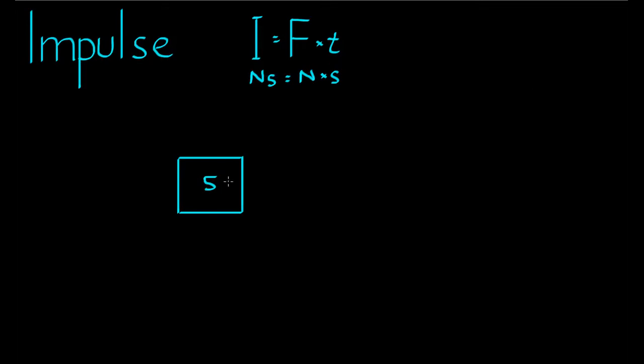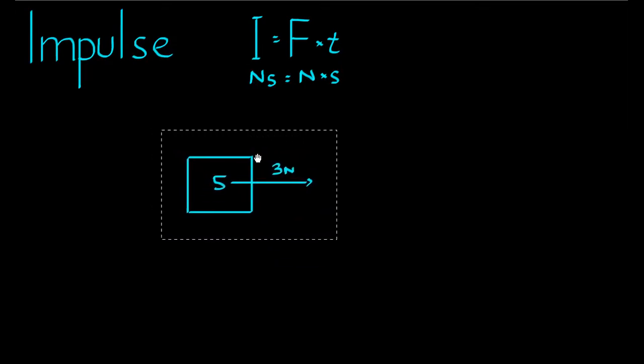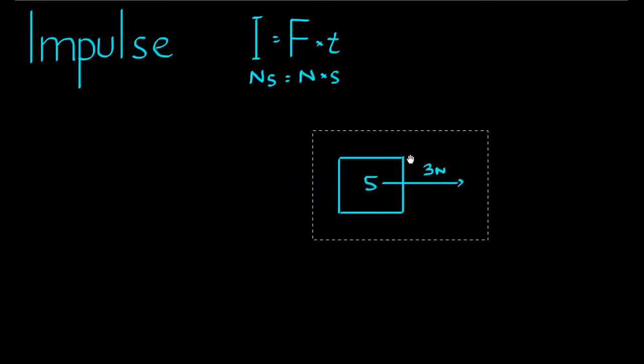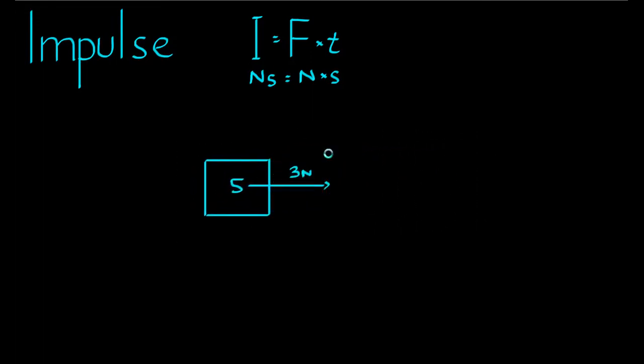So if we have a force acting to the right here, we'll say it's 3 newtons, and that force acts over 7 seconds. So 1, 2, 3, 4, 5, 6, 7. We can say that there was an impulse applied to that object of the force times the time. So time equals 7. The impulse is equal to 3 times 7, or 21.